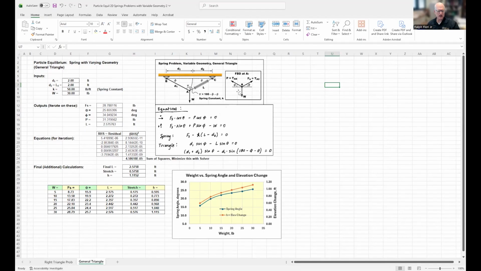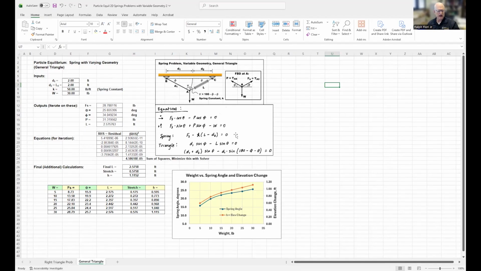In the horizontal direction, I've got Fs cosine theta minus P cosine phi is equal to 0. And in the vertical direction, I can write Fs sine theta plus P sine phi minus W is equal to 0. So I got 2 force equations. Unfortunately, I've got 1, 2, 3, 4 unknowns in those equations: Fs, P, theta, and phi. So I need at least 2 more equations.